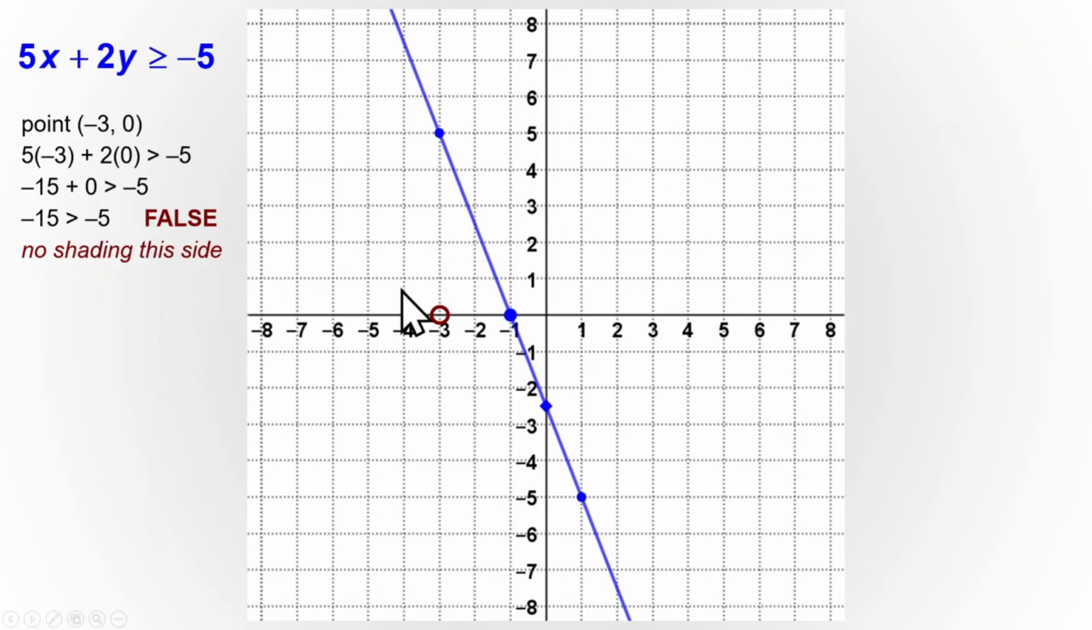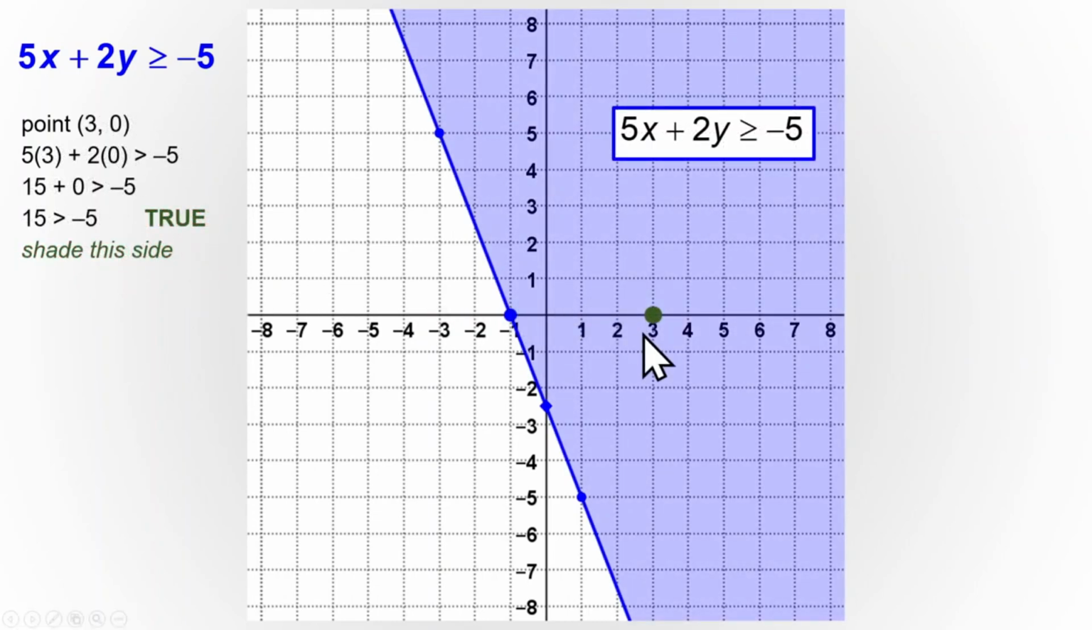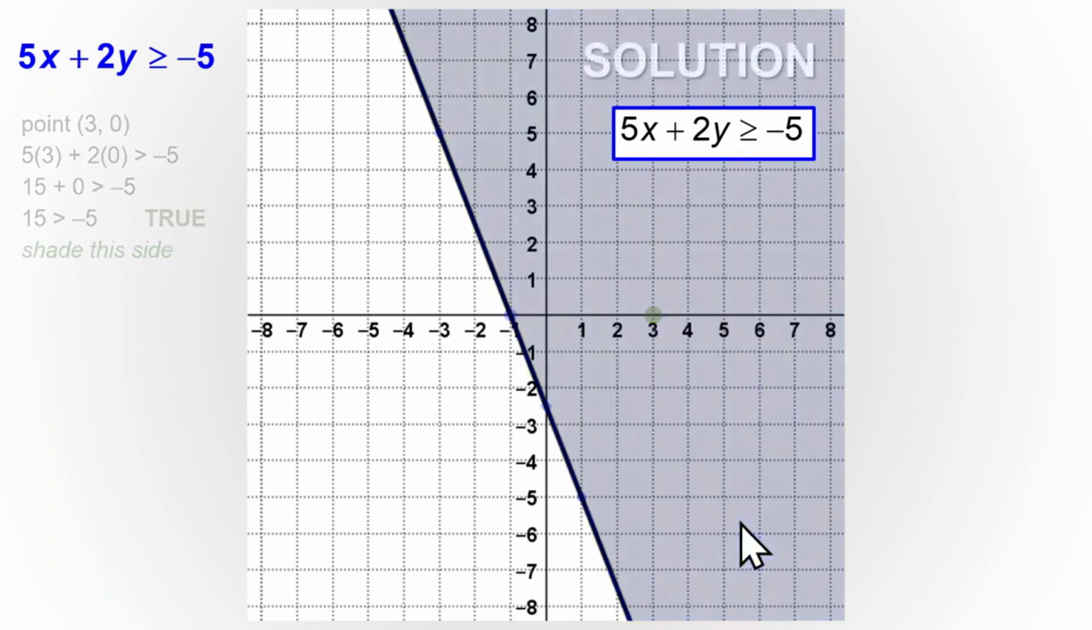So let's move over to the other side. In this case, I chose (3, 0). 15 plus 0 is greater than or equal to negative 5. I shaded this side, which means these points all work, and that is how we come up with our solution for 5x plus 2y is greater than or equal to negative 5.